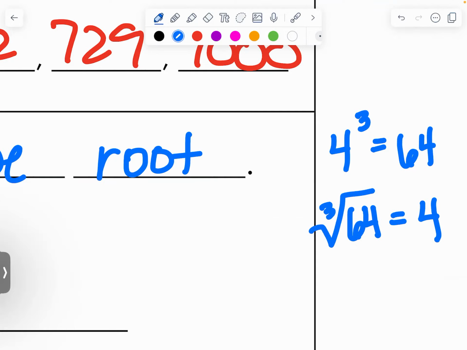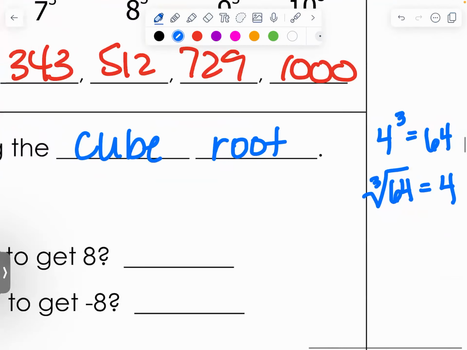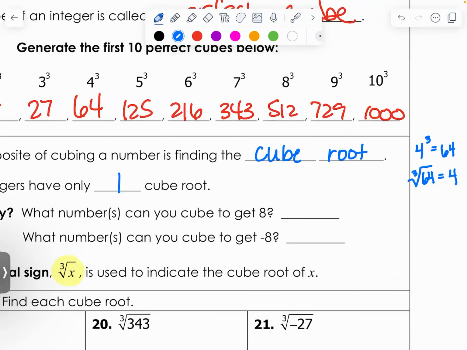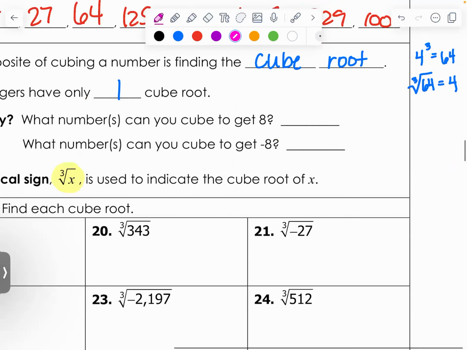Now help me out with 8. What number to the 3rd power gives us 8? 2. 2 times 2 times 2 gives us 8. So the cube root of 8 is 2.